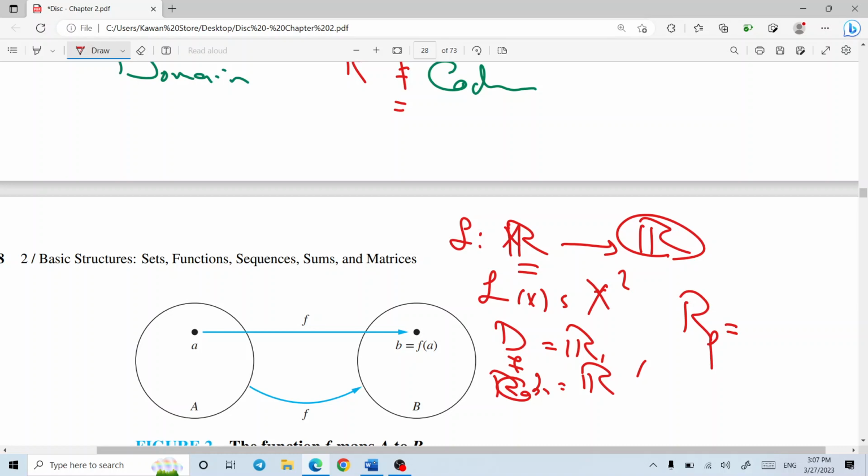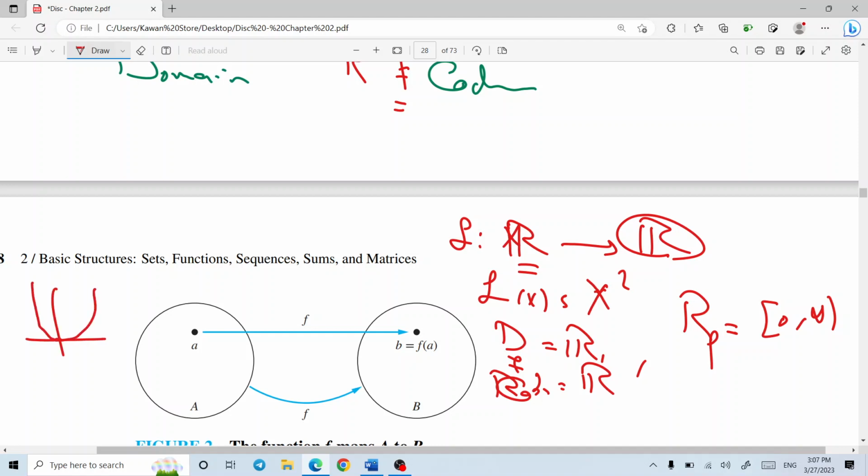How about the range of the function? x squared. I will get what? I don't get negatives, right? But I will get 0 and positive values. So the range is what? It is 0 to infinity. Understood? All these elements that I will get. Look at the graph.